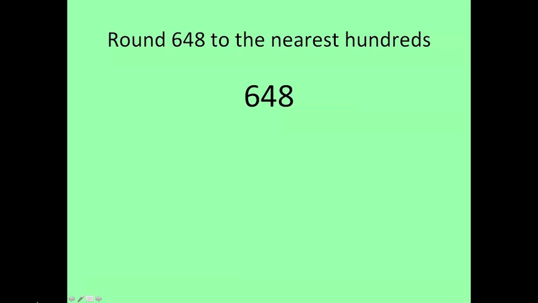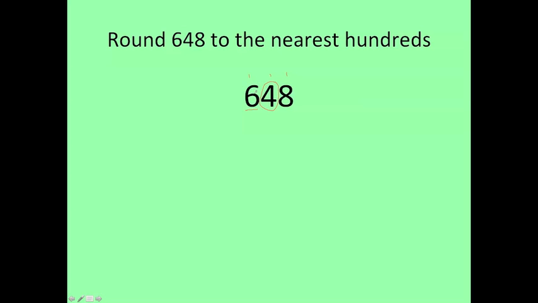Okay, let's say we want to round 648 to the nearest hundreds. Okay, let's get our place values, ones, tens, hundreds. So we're rounding the 6. We look to the 4 for help. It's less than 5, so therefore we round down.